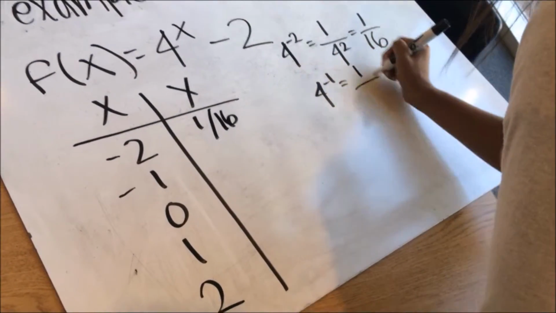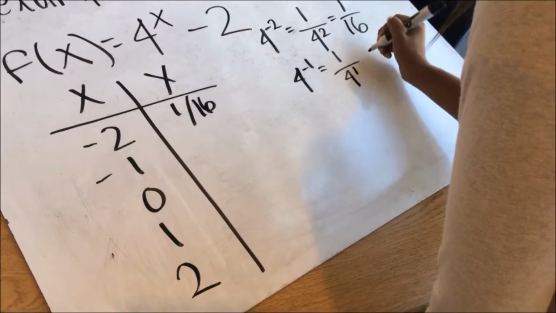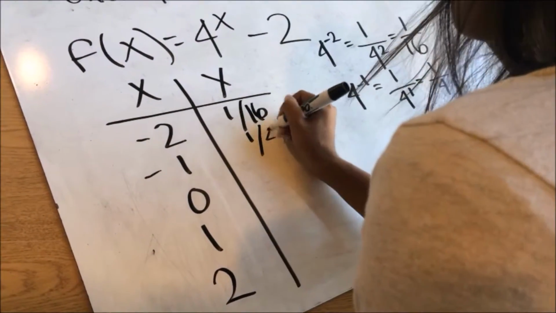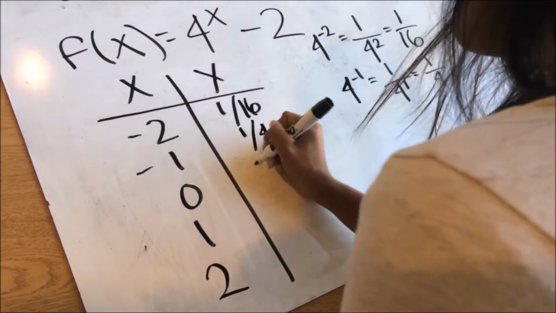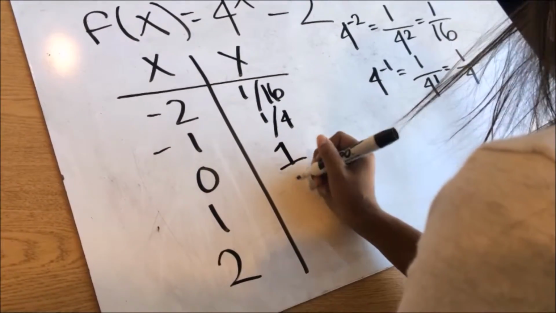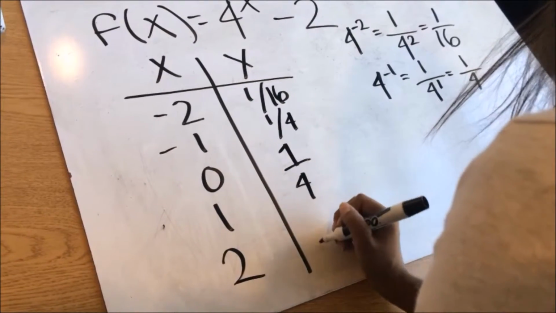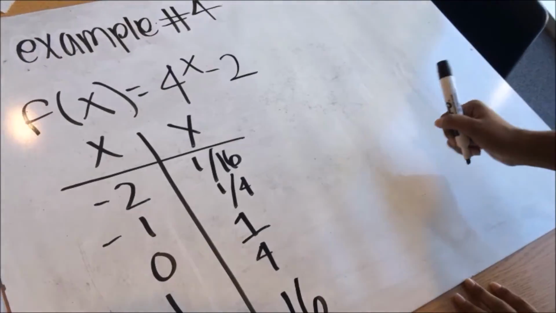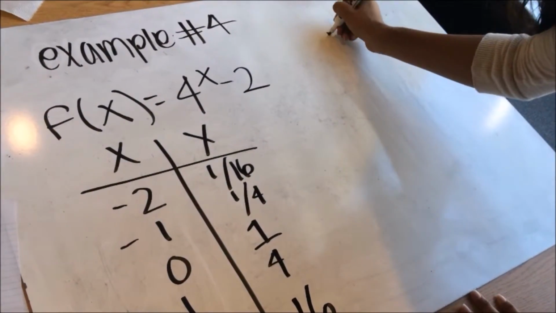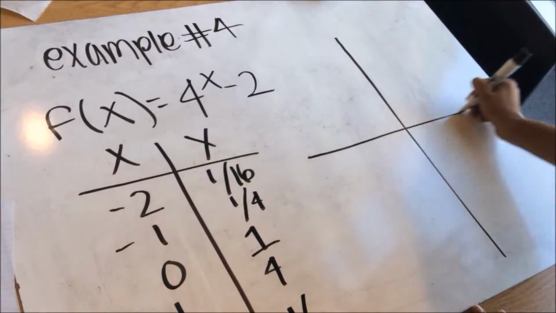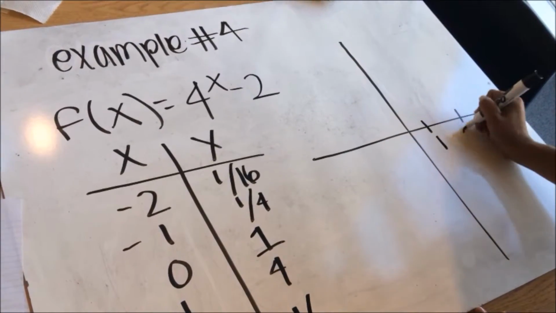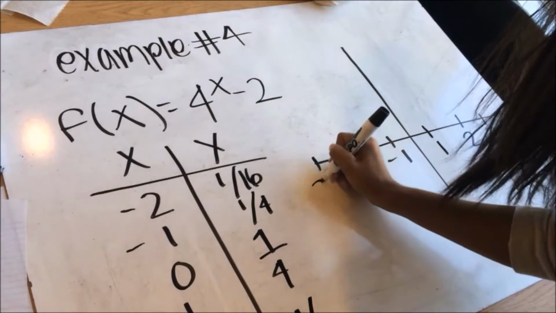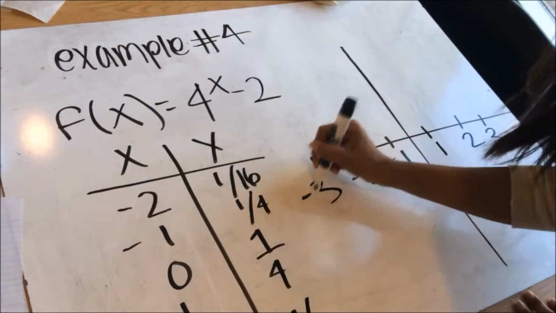And you keep going the same way. You move it to the denominator, it's 4 to the first power, and it's just 1 over 4. 4 to the 0 power is always 1. 4 to the first power is 4, and 4 to the second power is 16. So all you do is plot the points. And you have 1, 2, 3. I'm going to use my graph by 4s.